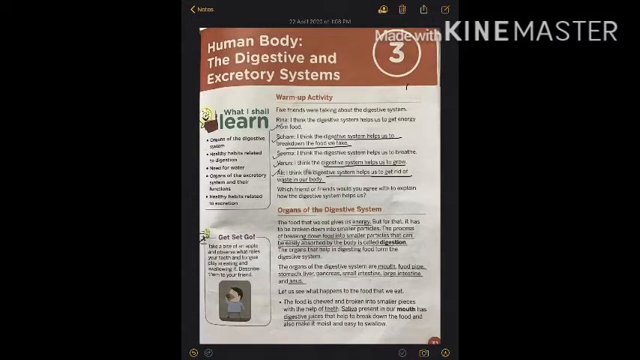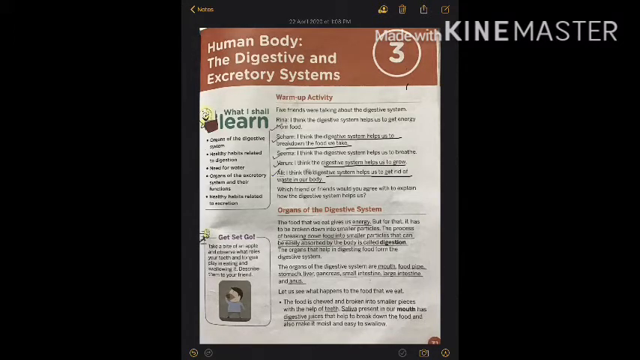Hello students, today we'll learn the chapter Human Body, the Digestive and Excretory Systems. This is chapter number 3 of Science for class 4 students. Students, let's start with a warm-up activity.